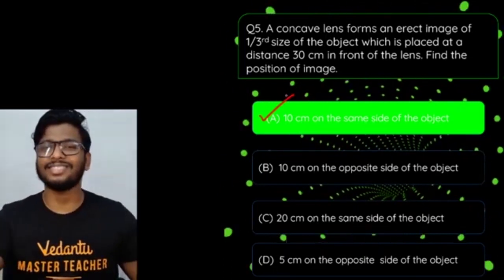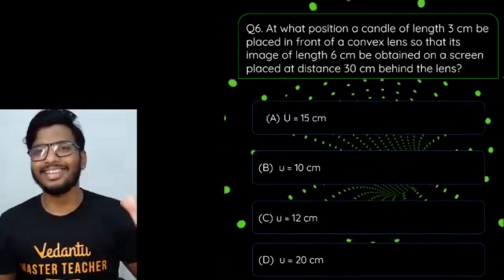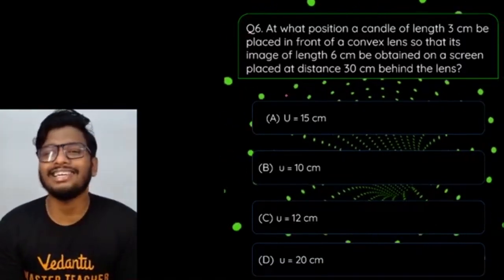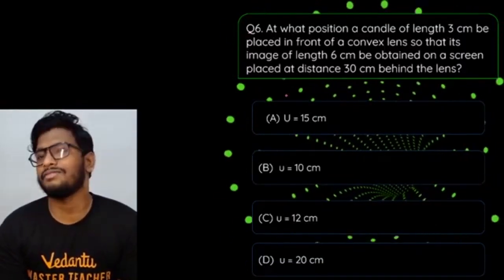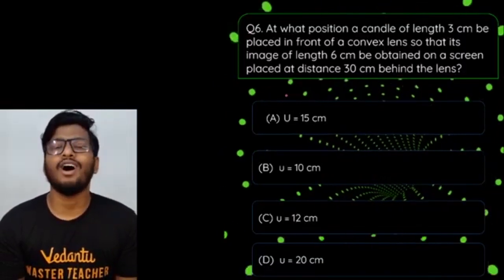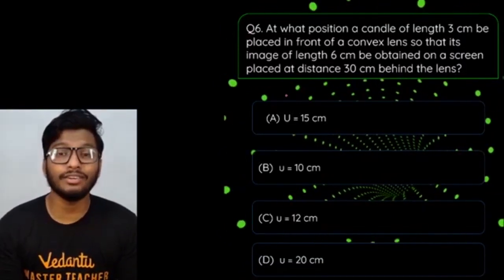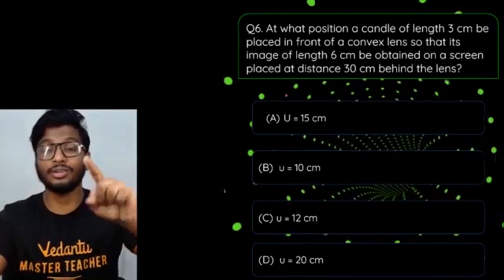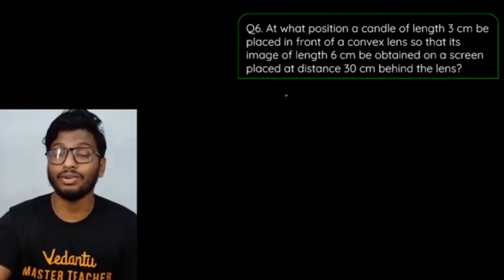I know, right? The question seems all made up, but it's actually a very simple question. Here's another one. At what position should a candle of length 3 centimeter be placed in front of a convex lens so that its image of 6 centimeters be obtained on a screen placed at a distance of 30 centimeters behind the lens? U is equal to 15, U is equal to 10, U is equal to 12, or U is equal to 20 centimeters.